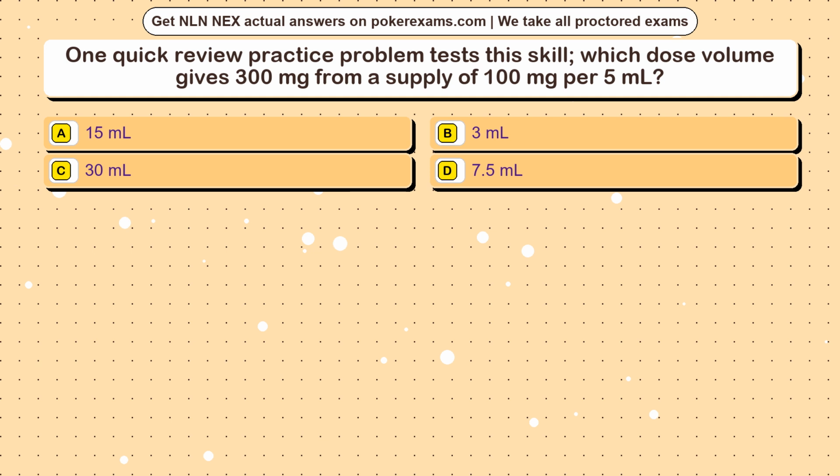Question 11. One quick review practice problem tests this skill. Which dose volume gives 300 mg from a supply of 100 mg per 5 ml? Option A, 15 ml. Option B, 3 ml. Option C, 30 ml. Option D, 7.5 ml.